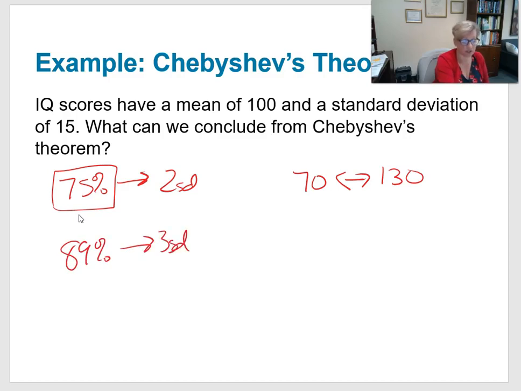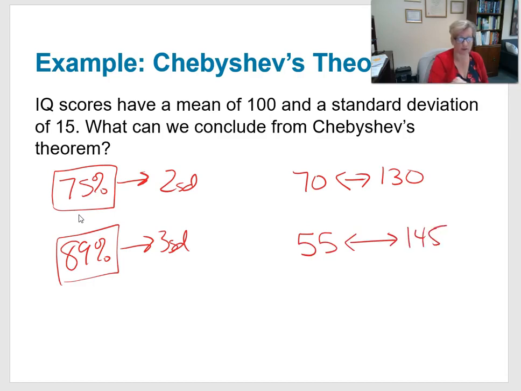If you go another standard deviation, subtracting another 15 from 70, we get 55. Adding another 15 on this end would give you 145. So according to Chebyshev, 89% of the population would have an IQ between 55 and 145. It's just another estimator. Chebyshev's works a lot better on data that's not normally distributed. If the data is normally distributed, you use the empirical rule every time. Otherwise, you can use Chebyshev's, which is a better estimator.